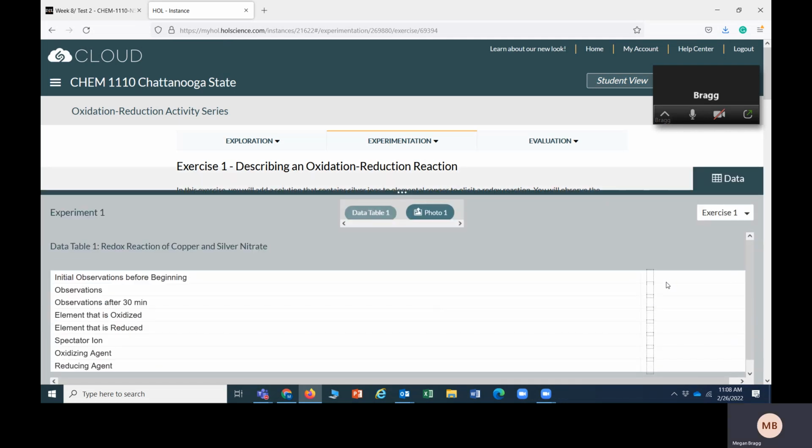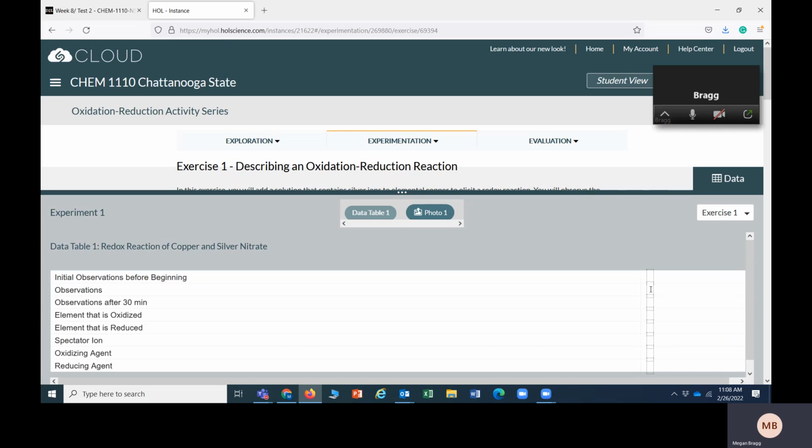So in data table 1, you're just going to write down your first observation. So when you put them together, you might not see anything. You can just say nothing happens or something. Or you can say the 2 colors that you started with. Another good thing to do is to take a picture initially of everything, because sometimes it's hard to remember, even if you're writing it down. It's always nice to have that picture.